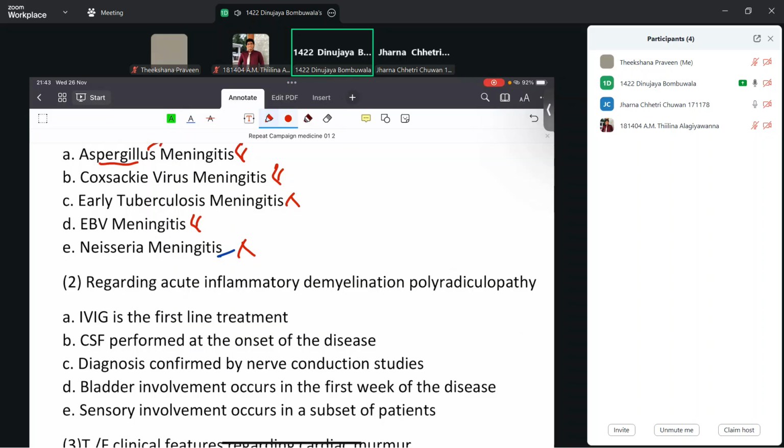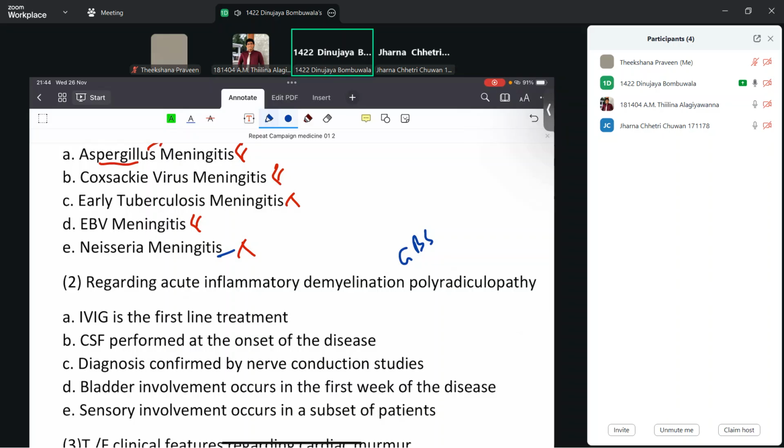Next, regarding AIDP, acute inflammatory demyelinating polyradiculopathy. So basically GBS is what we are talking about. There are other conditions, but commonly we are talking about GBS. IVIG is first line treatment. True. CSF performed at the onset of disease? No, only after 10 days. Diagnosis confirmed by nerve conduction studies. True.